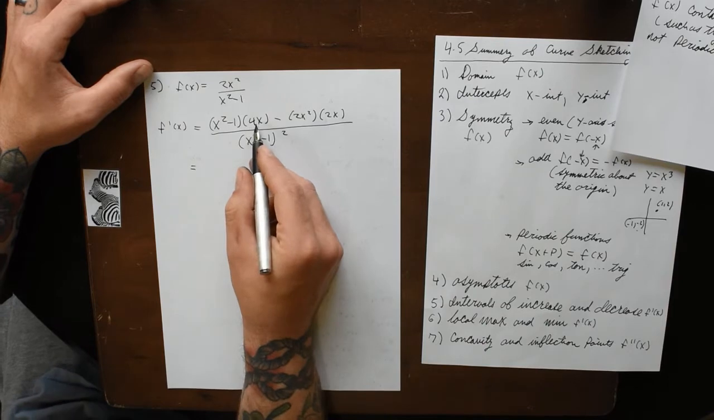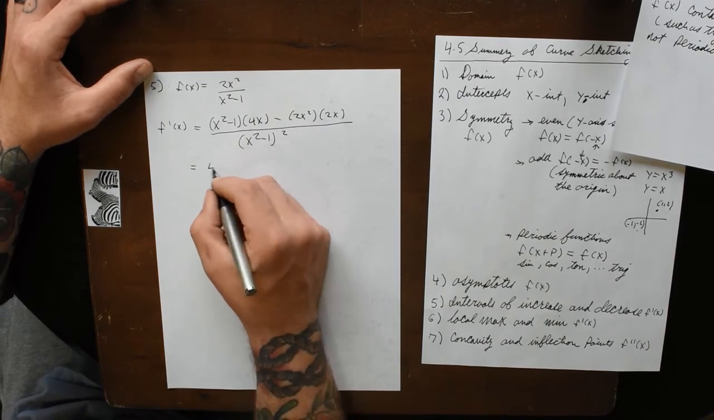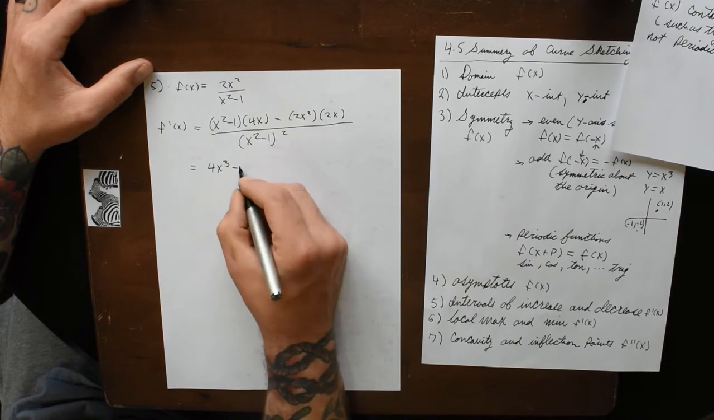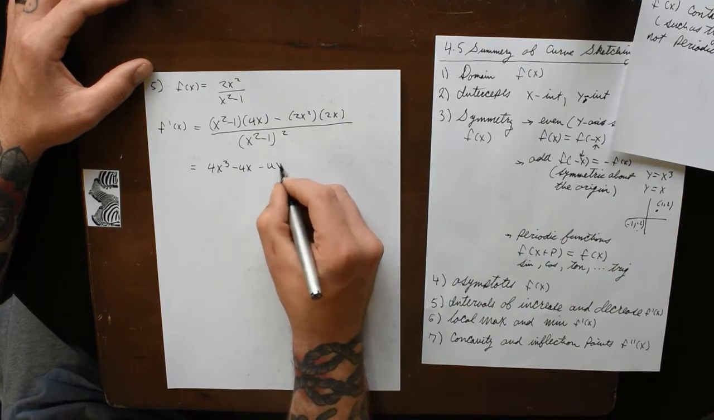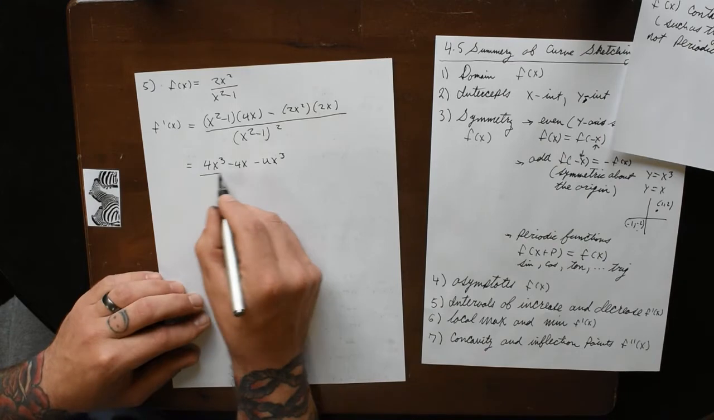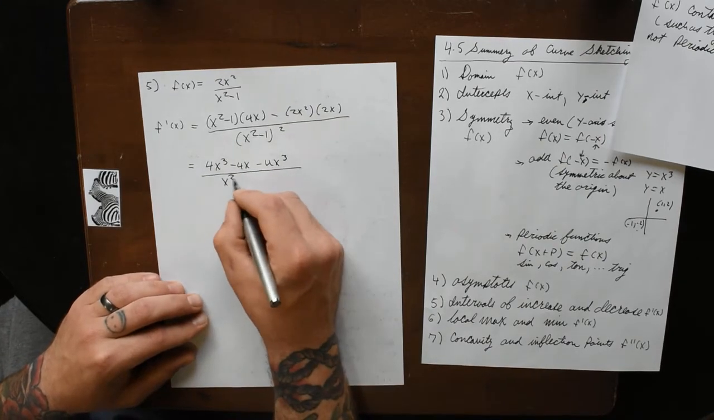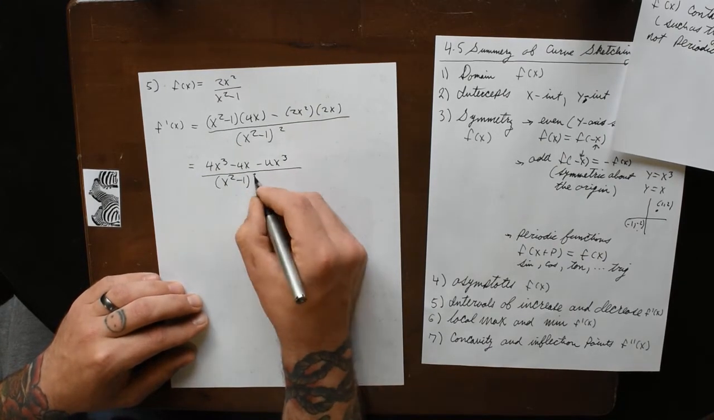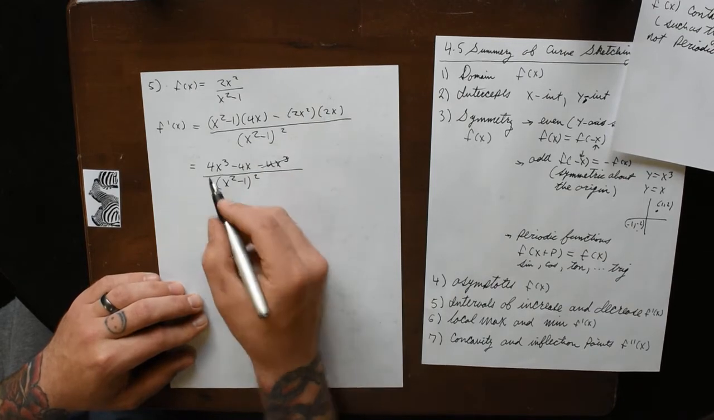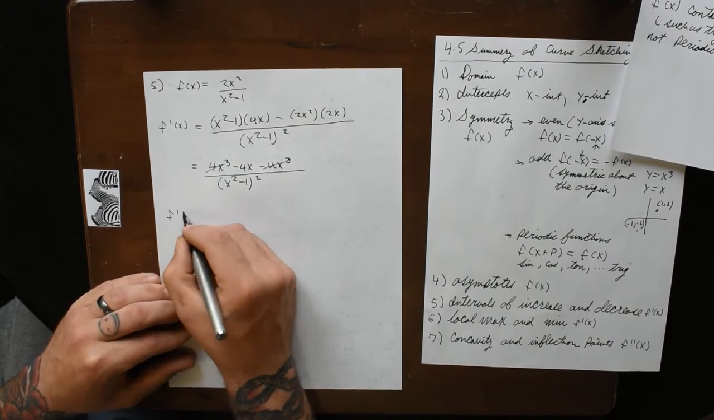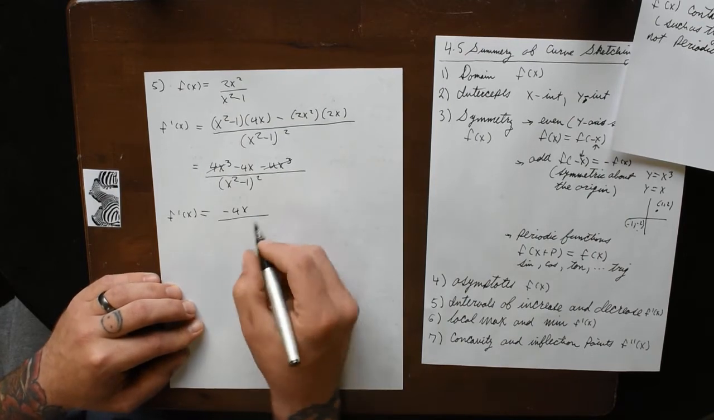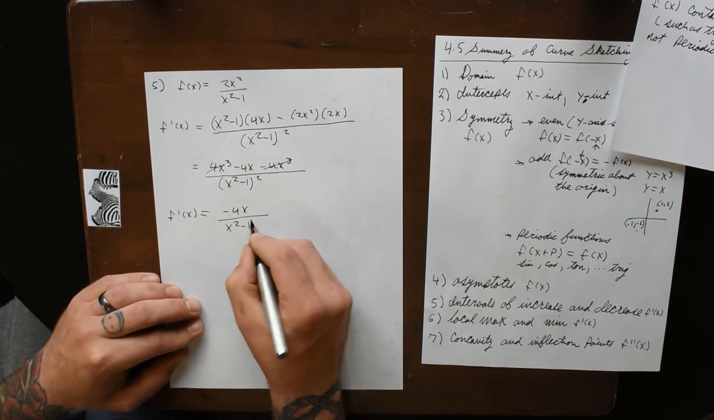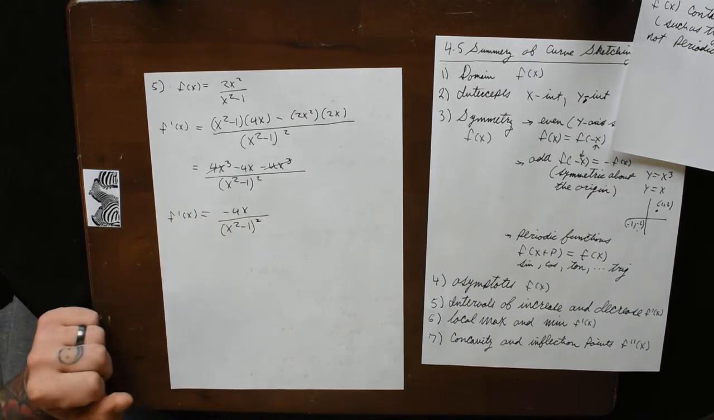We can simplify some things. 4x times x squared gives us a 4x cubed minus a 4x, and we'll minus a 4x cubed, all over an x squared minus 1 quantity squared. These will cancel, and we're left with f prime of x being equal to negative 4x divided by the quantity x squared minus 1, quantity squared.